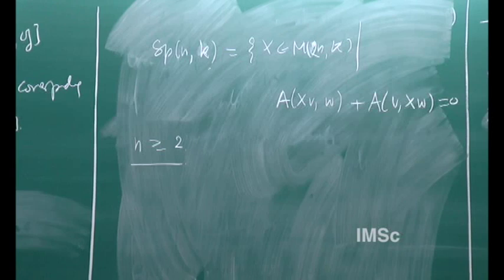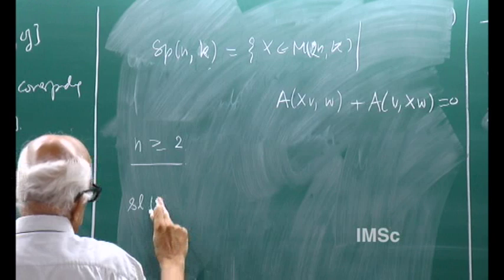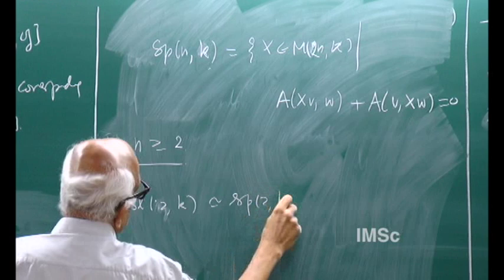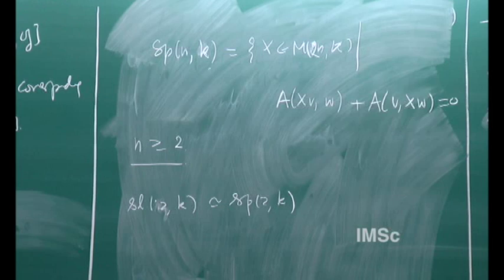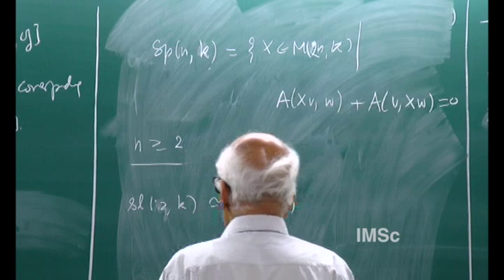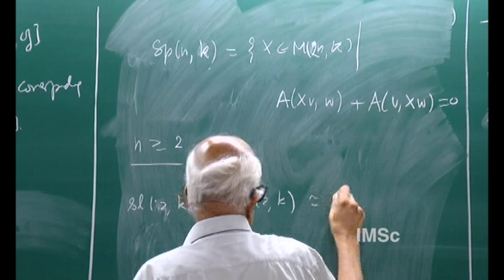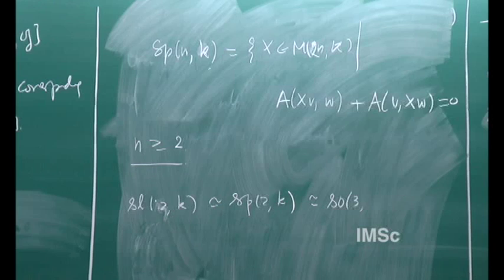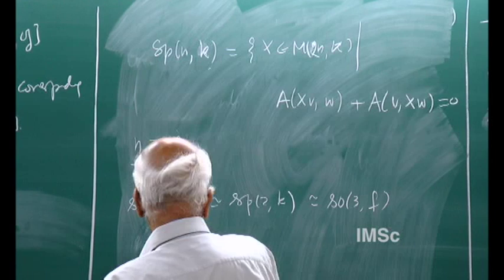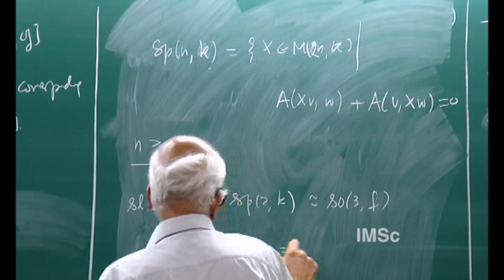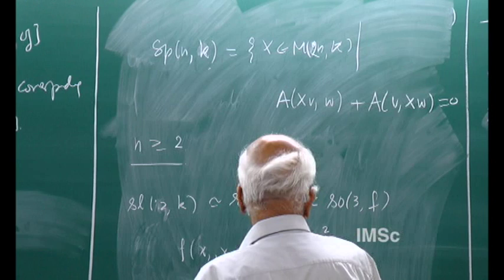There are also some low dimensional isomorphisms. They are not all distinct. It turns out that SL2 K is the same as SP2 K. It is isomorphic to SP2 K, and it's also isomorphic to SO3, but the quadratic form has to be rather special. F equals F of x1, x2, x3 can be taken in the form x1 square plus x2 x3. If it is of this form, then you have this isomorphism.